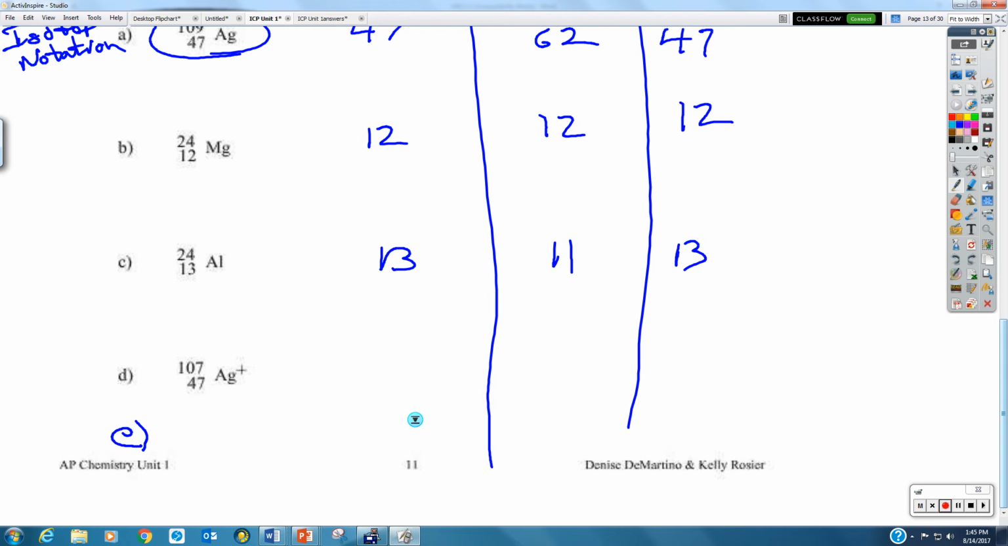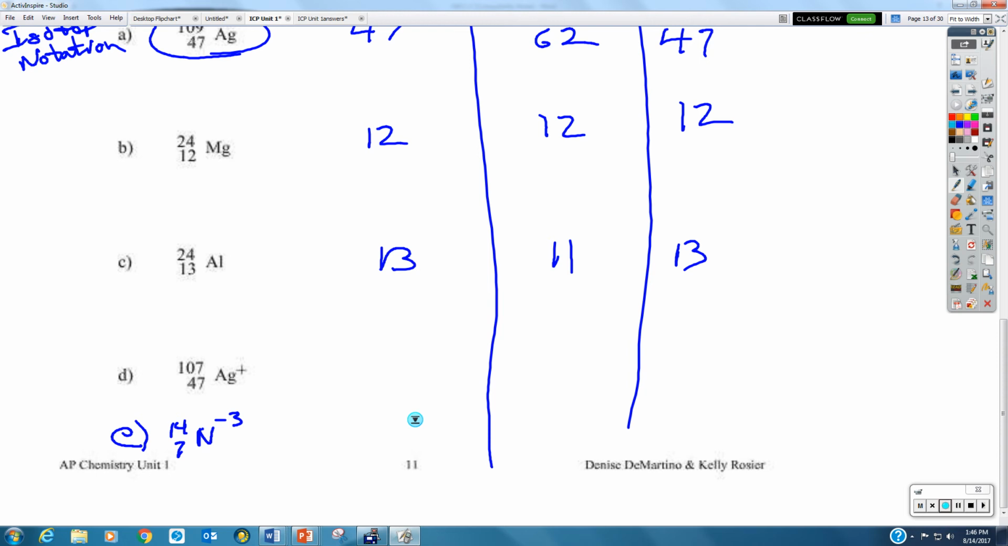All right, so for E, I want to do this one. We have 14 over 7, nitrogen, and it's a minus 3. So it's going to be the symbol for nitrogen. It's a mass of 14, atomic number of 7, and this one is a negative 3.